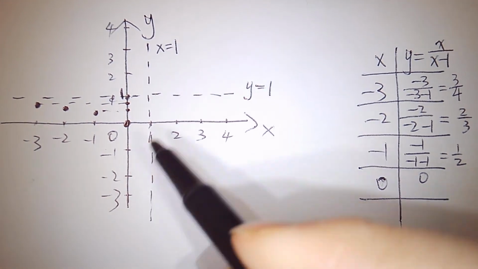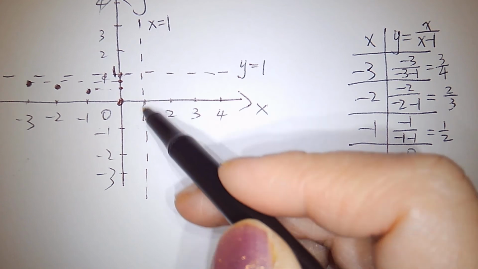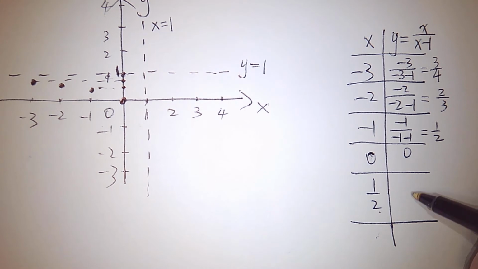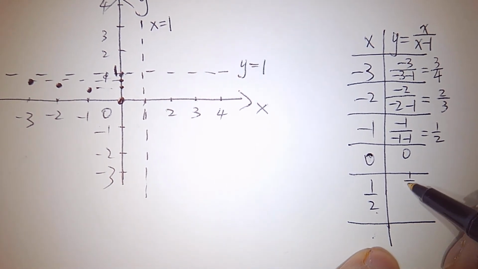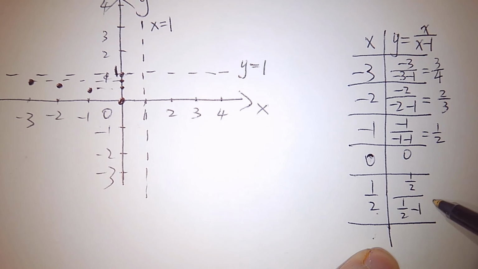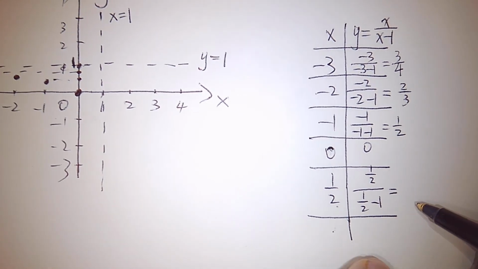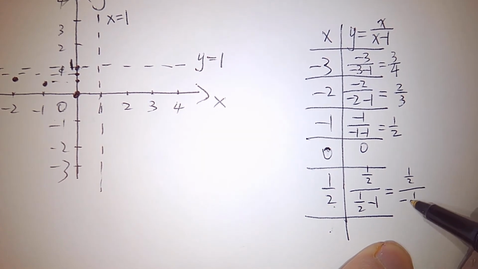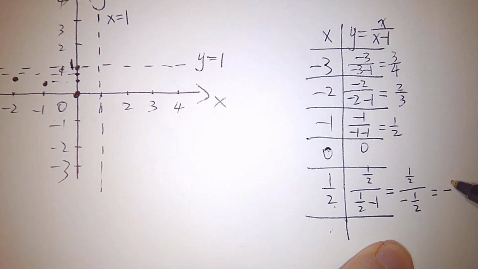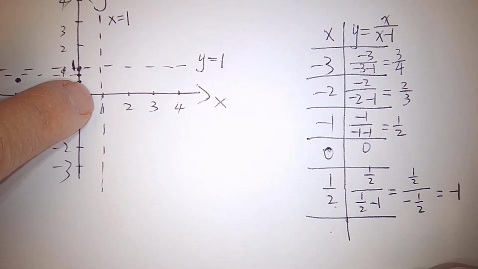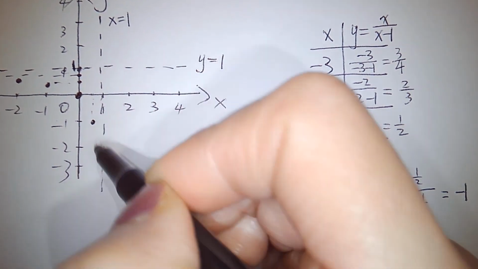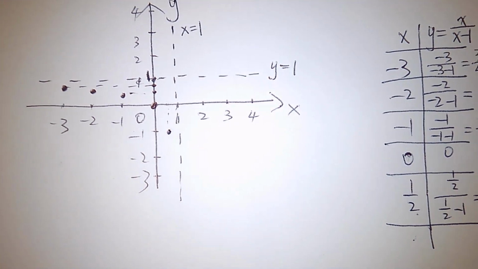And then you can try, oh, x cannot cross when x equals 1. So how about when x equals 1/2? x equals 1/2, so 1/2 over 1/2 minus 1. Try that, please. 1/2 over, what is 1/2 minus 1? -1/2. That gives us what? -1. Okay, x equals 1/2, y goes to -1. This point. Alright, you can try even more points if you like.